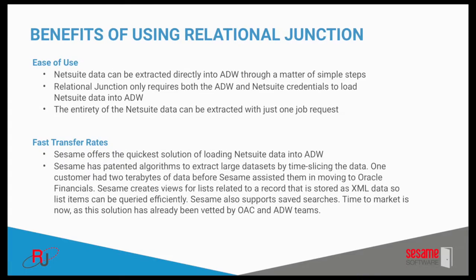Currently, people also can use Oracle Integration Cloud or Oracle Data Integrator to pull data out from NetSuite. Compared with those methods, Relational Junction has two advantages: ease of use and fast transfer rates. As you can see from the demo, in Relational Junction, the configuration is simple and the entire NetSuite dataset can be extracted with just one job. Speed-wise, it's the quickest solution right now, and we can easily set up a daily job to synchronize the data.